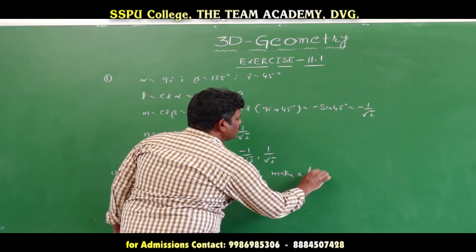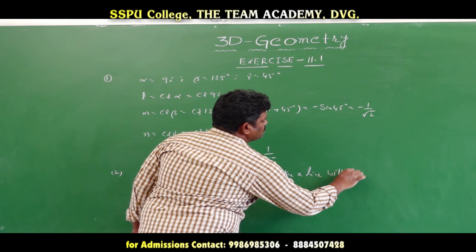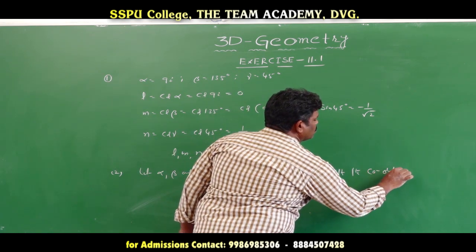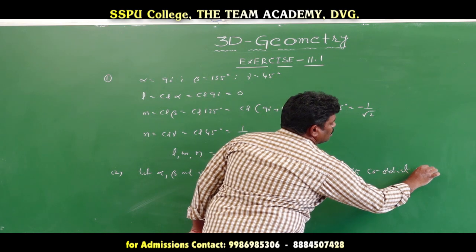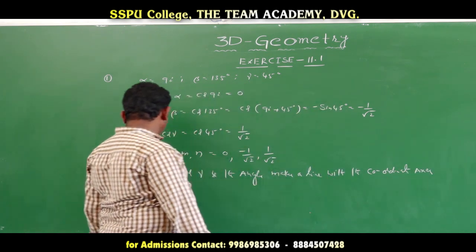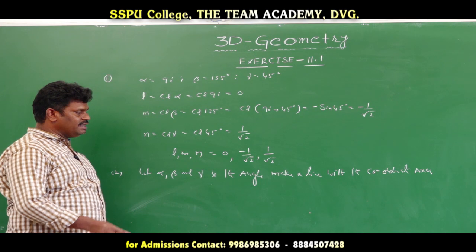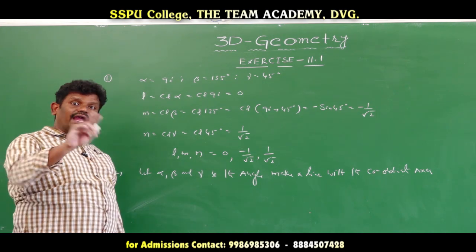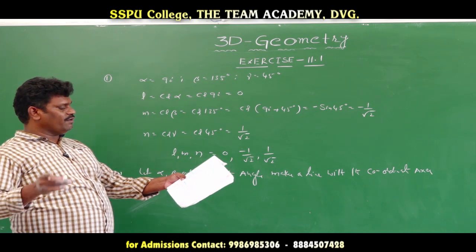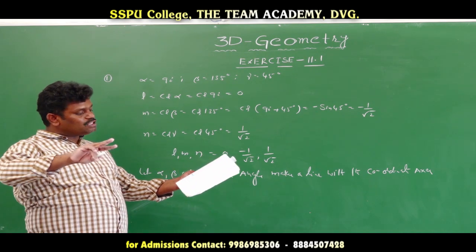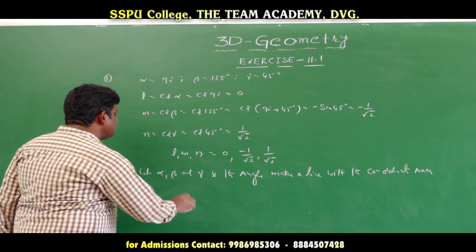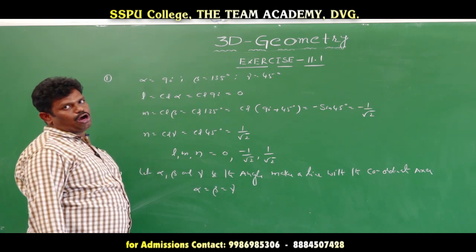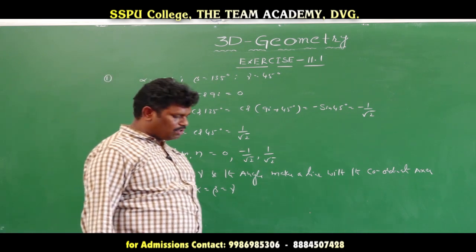A line makes angles with the coordinate axes. Let alpha, beta and gamma be the angles the line makes with the coordinate axes. But these angles are equal, as given. Find the direction cosines of a line which makes equal angles. Equal angles means alpha is equal to beta is equal to gamma.